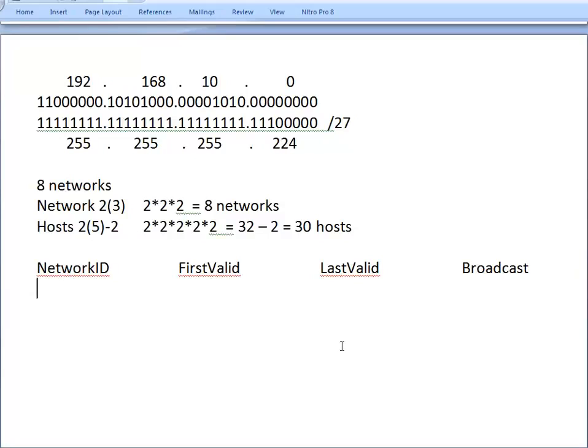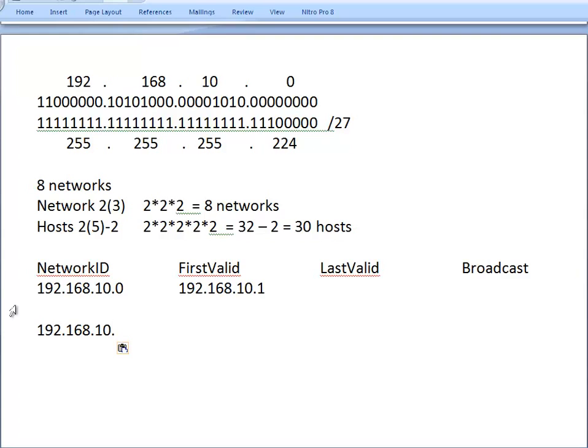Okay, now I'm going to write it down in this table: network ID, first valid, last valid, and broadcast. So the first network ID is what you were given. So you were given, sorry, 192.168.10.0. The first valid address is the network ID plus 1, so I'm going to write down .1. To find the last valid address and the broadcast, it's better if you find the next network ID. Next network ID, I'm just going to write 192.168.10 because that doesn't change.